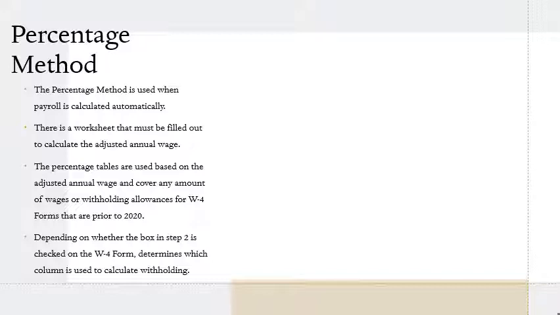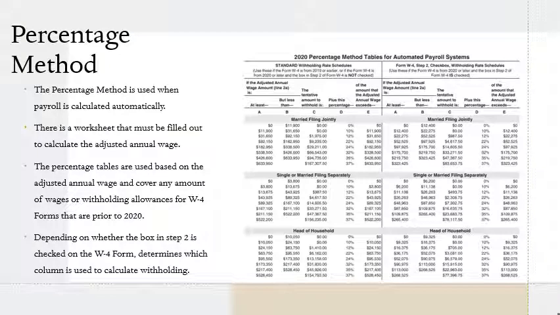So first, let's talk about the percentage method. This method is used when payroll is calculated automatically. There is a worksheet that must be filled out to calculate the adjusted annual wage. The percentage tables are used based on the adjusted annual wage and cover any amount of wages or withholding allowances for W-4 forms that are prior to 2020. And depending on whether the box in Step 2 is checked on the W-4 form determines which column is used to calculate withholding.